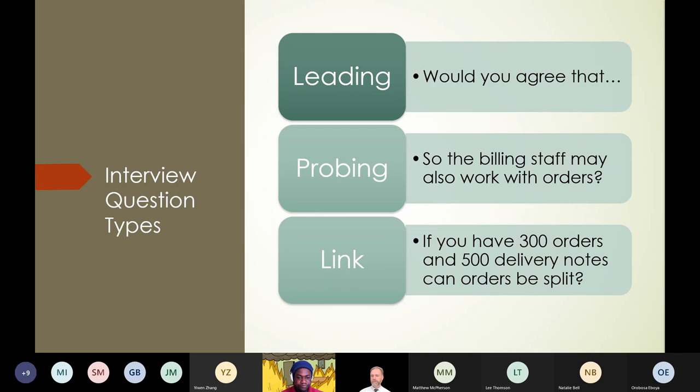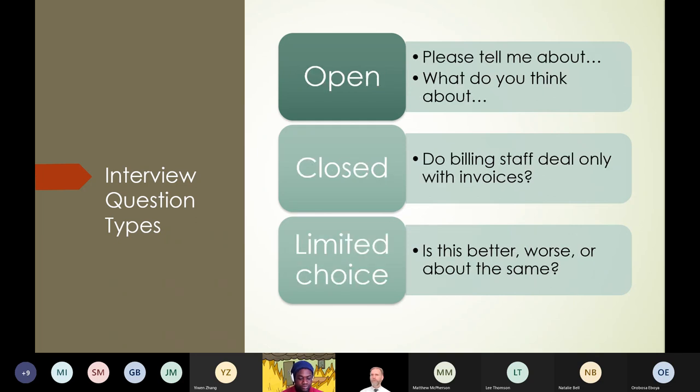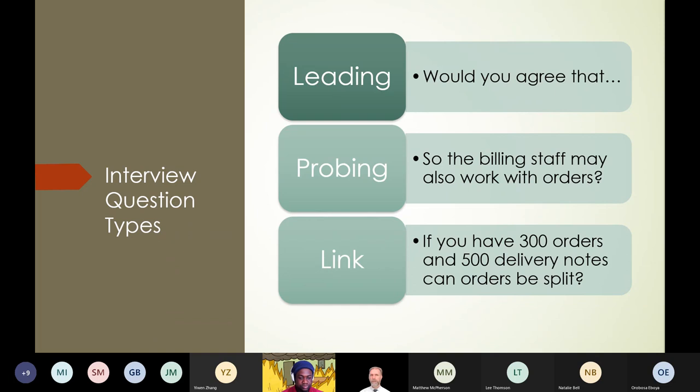You can have probing questions. We just said, do billing staff deal only with invoices? And if the answer wasn't just yes, you can follow that up. Oh, so they deal with purchase orders. Okay, is that individual purchase orders or is that company purchase orders? Do they do this as a main part of the task, or do they only help out when the people who mainly deal with purchase orders are busy? So you can follow up with these probing things. And as you start to get a clearer idea of what's going on, you can start to put things together.